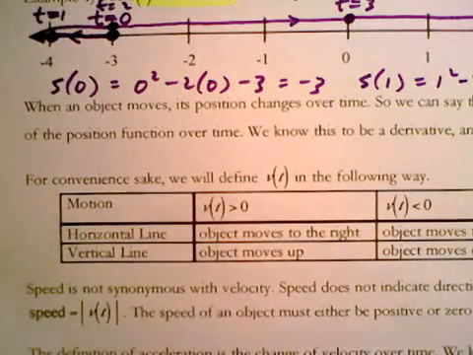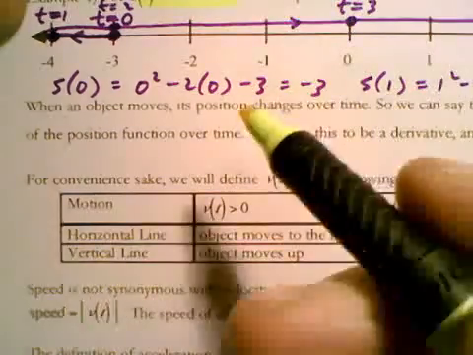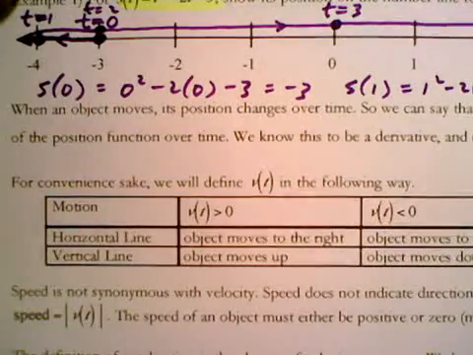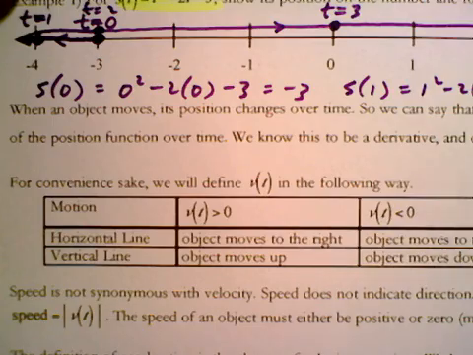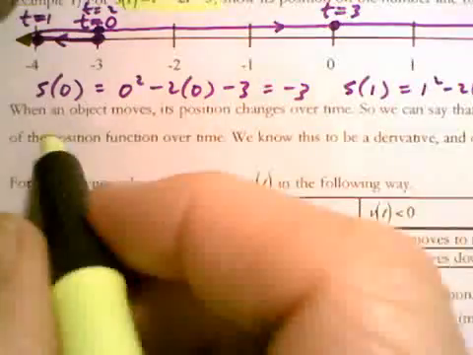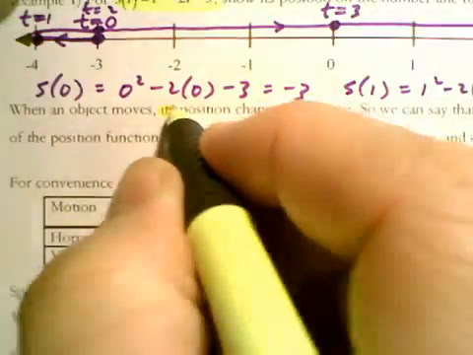When an object moves, its position changes over time. And so think about the derivative as a rate of change, the rate at which the function y is changing. In this case, its position changes over time. Okay, so what does that mean?